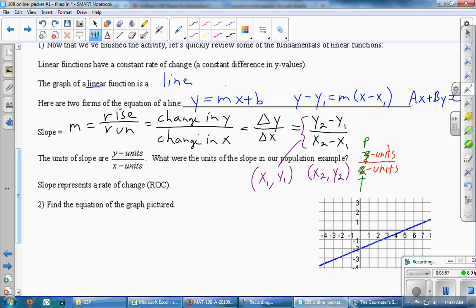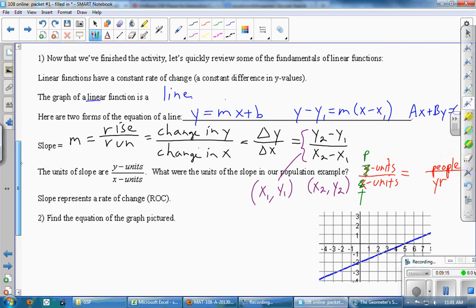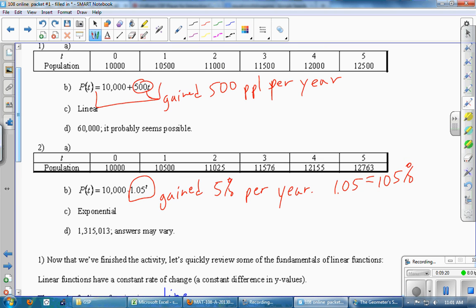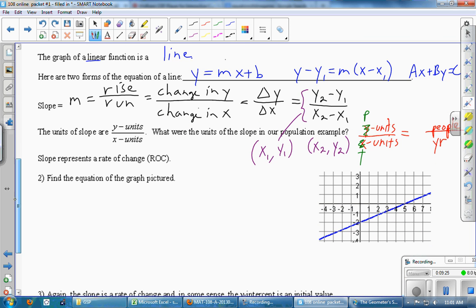All right, so let's write down the units for these things. So the P units, the population units, were people. And then the T units, let's see, that was time, and it was measured in years. So people per year must be the units for the slope. And what was the slope in our example? Well, let's go back up here. In this equation, the 10,000 plus 500t, the slope is 500. So let's fill that 500 in. That's our slope. And see if it makes sense with the units we've assigned it. The slope is 500 people per year. That makes sense. That's exactly what the problem said.